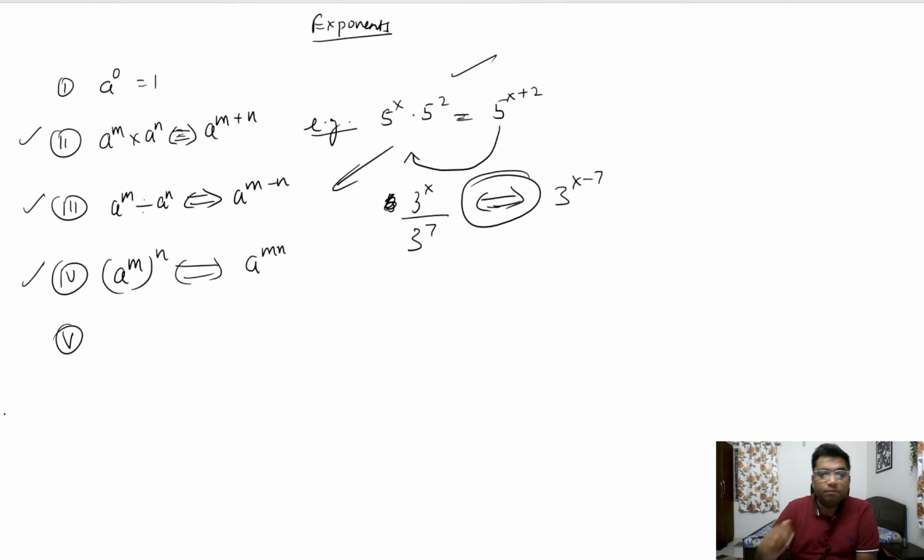Fifth one, very important, a to the power negative m can be written as 1 by a to the power m.